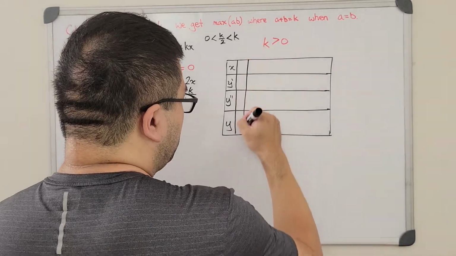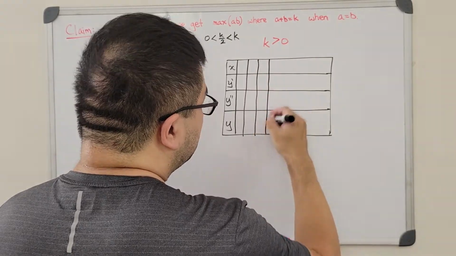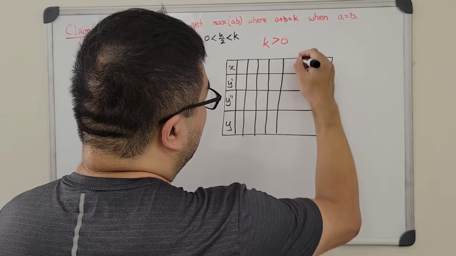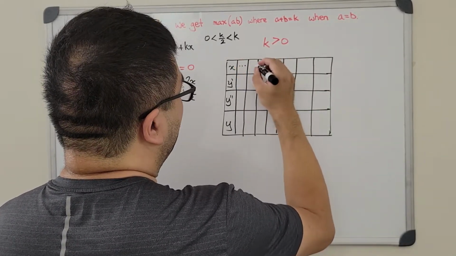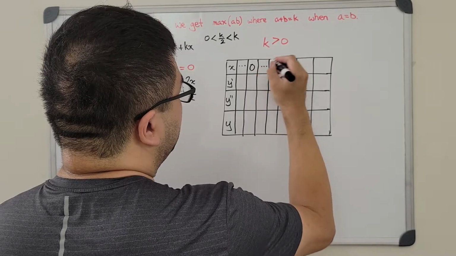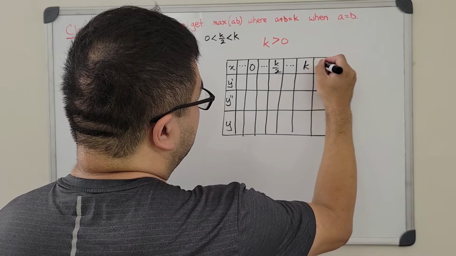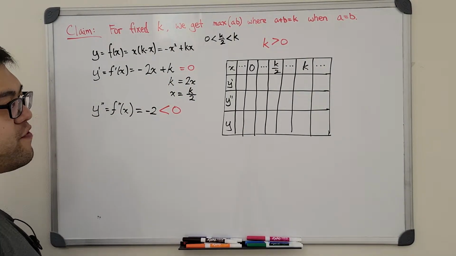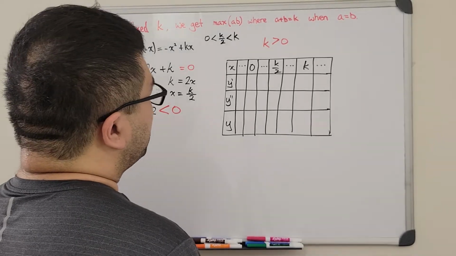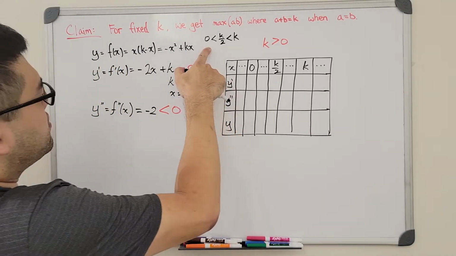So in this table, we will just put it in increasing order, similar to the number line, so that now we can actually do the following. We'll have 0 here, we'll put k over 2 here, and we'll put k here, and then the dot dot dot means everything else in between or after or before. Okay, and now keep in mind that we know some of the values.